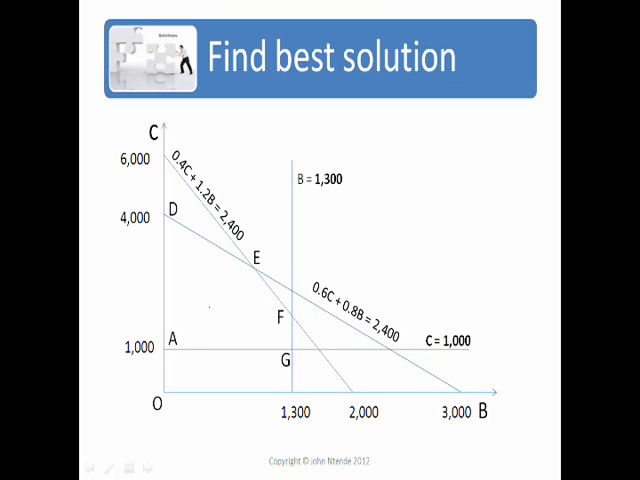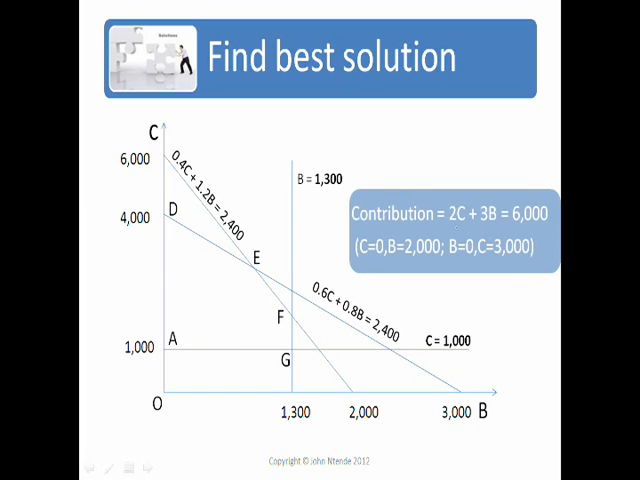Now we draw what they call an iso-contribution line. To do that, we've been told that the contribution is 2C plus 3B. So you let this contribution equal any random number. In this case, our random number is 6,000. Remember, 6,000 is a random number, so it can be anything. It can be 3,000, it can be 10,000, it can be 12,000. It is any random number.